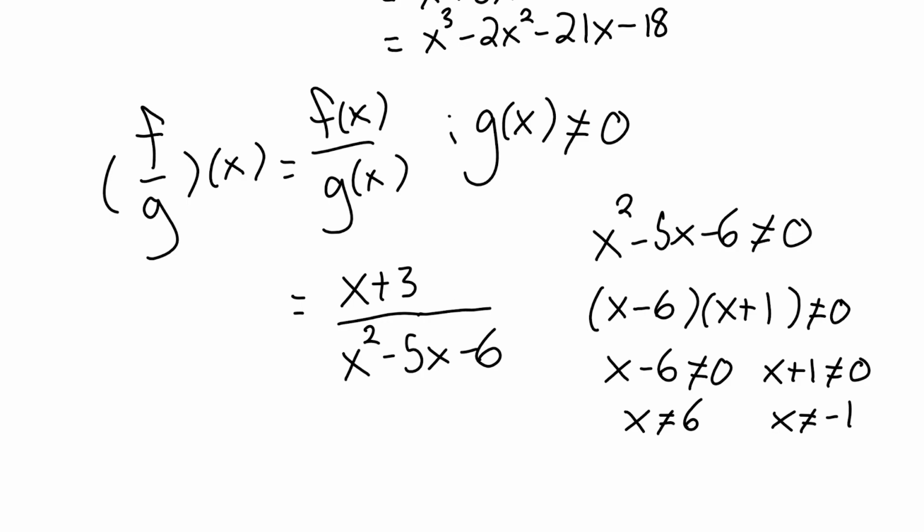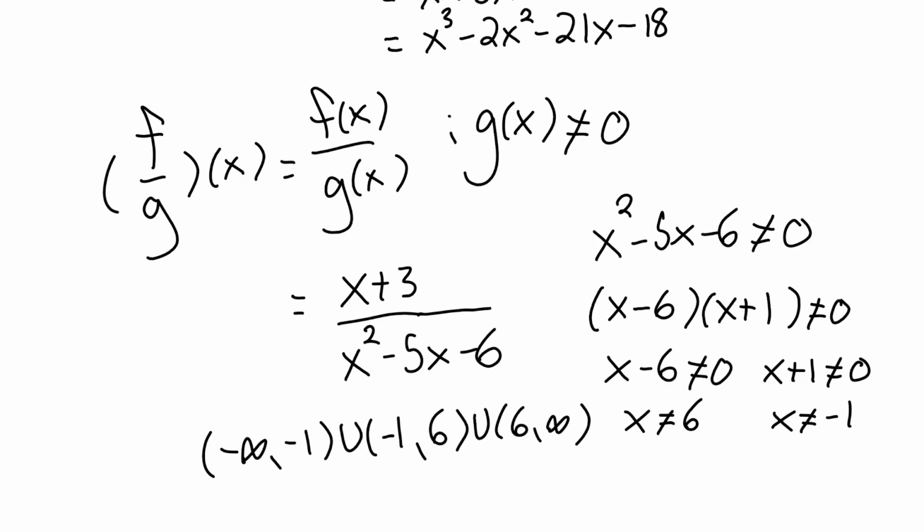So our domain here would be all x values except for these two, right? So negative infinity to negative 1, union negative 1 to 6, union 6 to infinity, the domain. And that's very important when we're defining functions this way, because we're introducing that denominator, so we have to exclude those values in order to properly create this function.